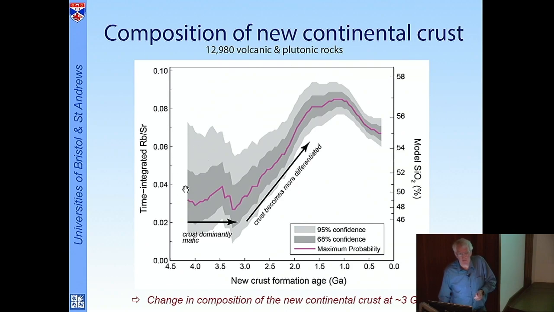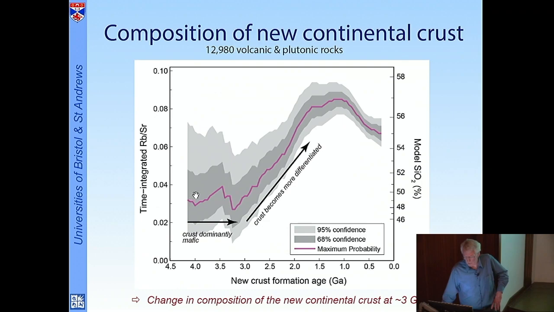Back in the Archean, before 3 billion, clearly there's lots of noise. I mean, these are very messy systems, rocks are altered, there are lots of reasons this shouldn't work at all. But if you look at the sort of median or the maximum probability through this data set, what is striking about the red line, such as it is, is that before 3 billion, it oscillates around a rubidium strontium ratio of 0.03, which is effectively the rubidium strontium ratio of the mantle. And it implies in terms of silica that your new crust was mafic in composition, that it had whatever, 48, 49% silica. So the making of this crust did not deplete the mantle in Rb/Sr because the liquid has the same rubidium strontium ratio as the mantle.